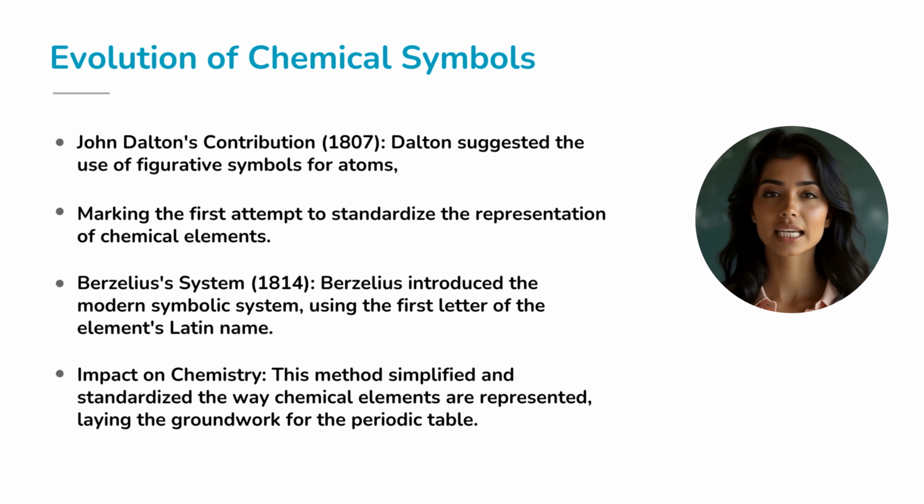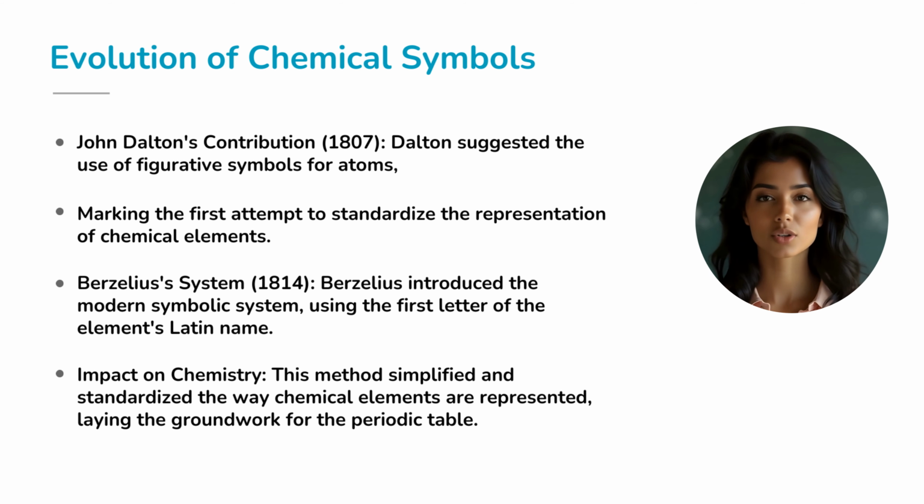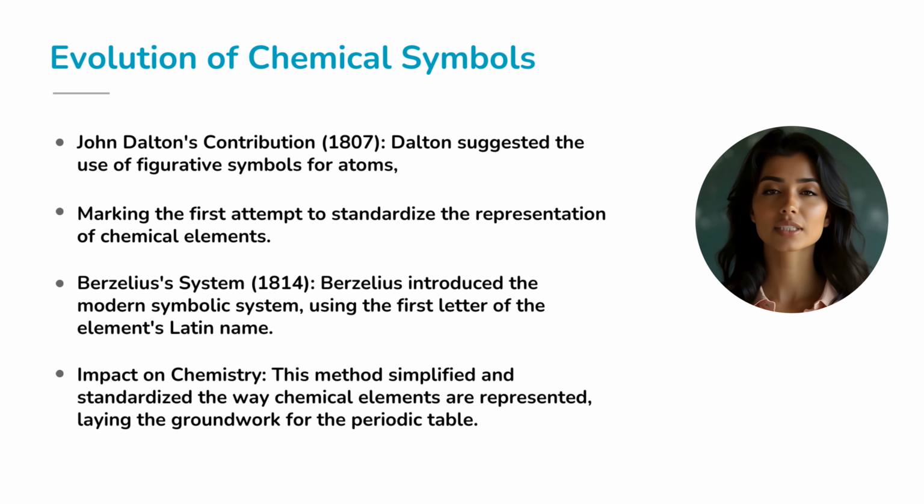Well, back in 1807, John Dalton, the father of modern atomic theory, introduced the idea of using symbolic representations for atoms. He used shapes like circles and squares, trying to figure out a way to represent each element visually. It was a start, but this system turned out to be a bit too complicated.